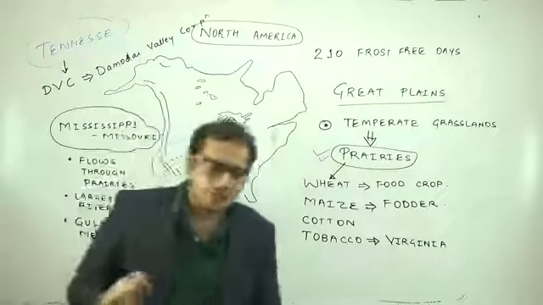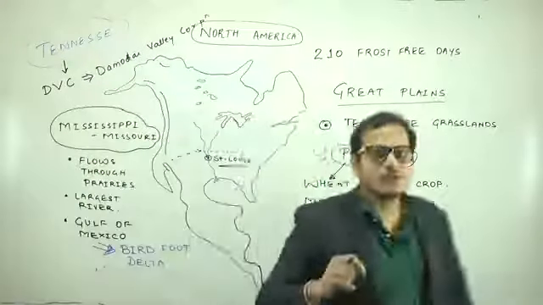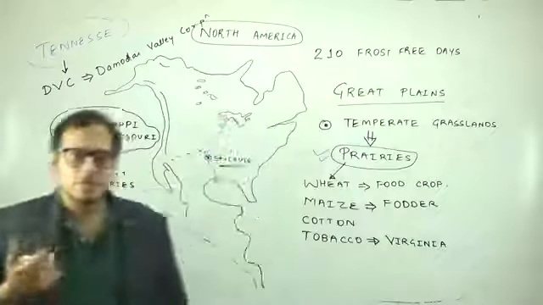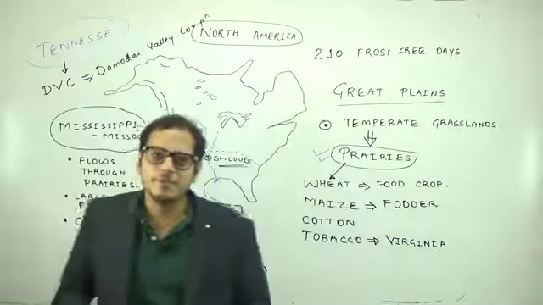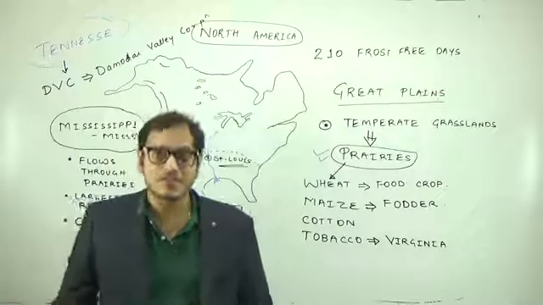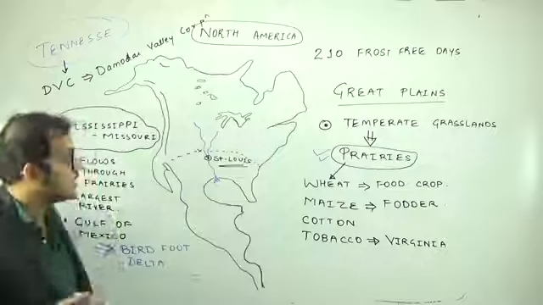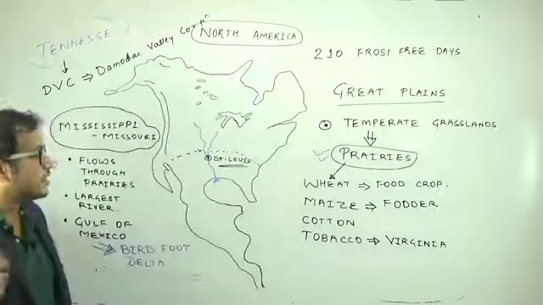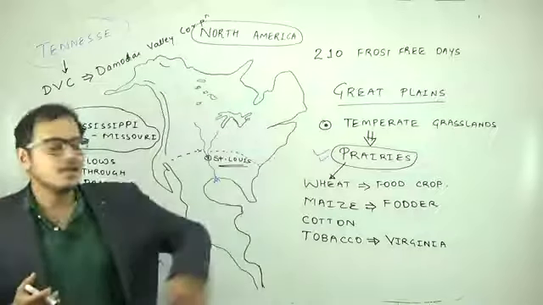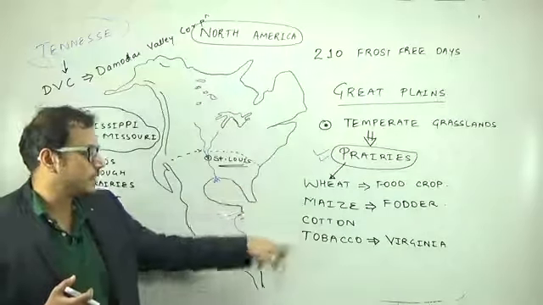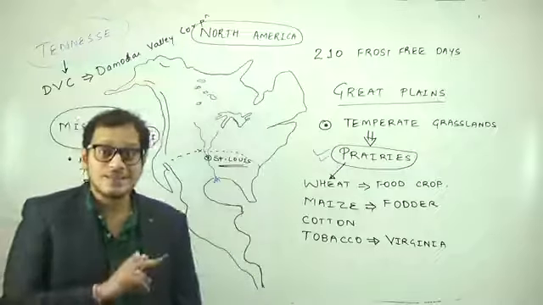So it is based on which valley authority? Tennessee Valley Authority. Tennessee is a river of North America, and DVC, our multi-purpose project, is based on river Damodar. Damodar river is a tributary of river Ganga. DVC is based on the TVA, the Tennessee Valley Authority. This entire region is important for wheat, maize, cotton and tobacco, not rice.